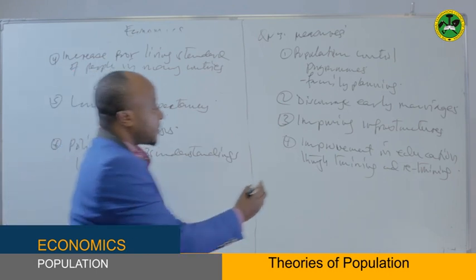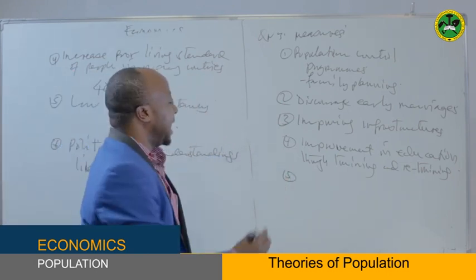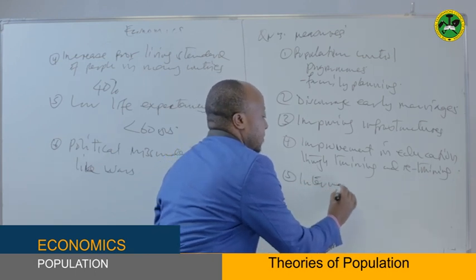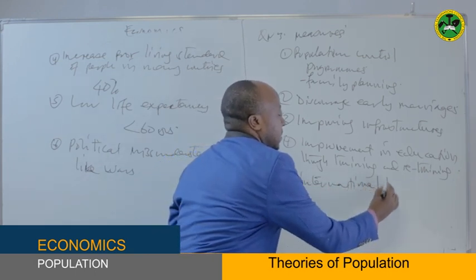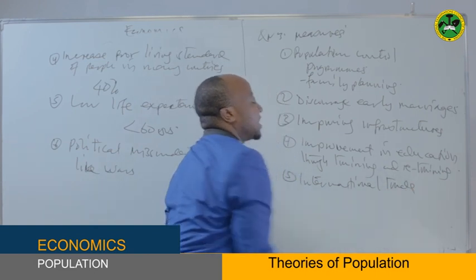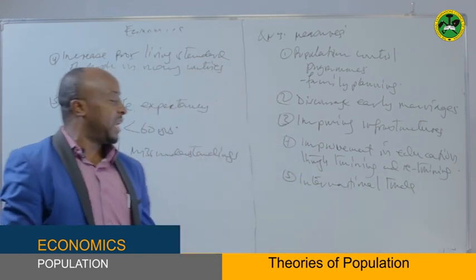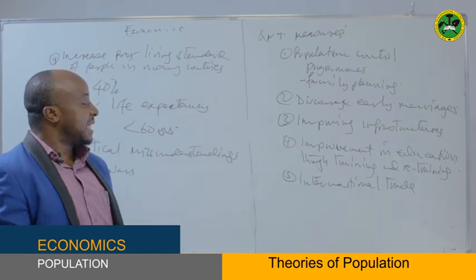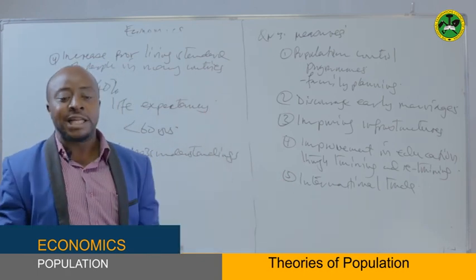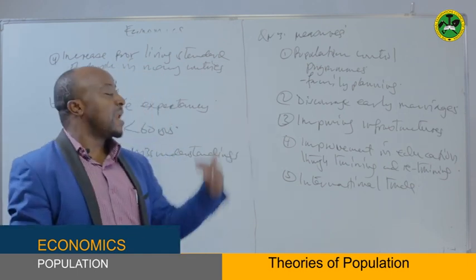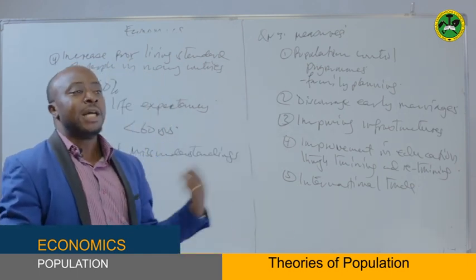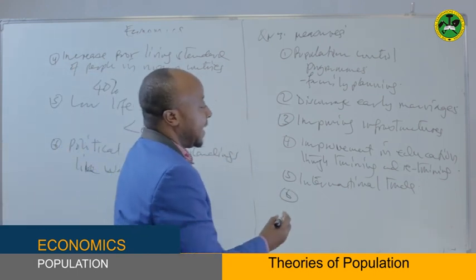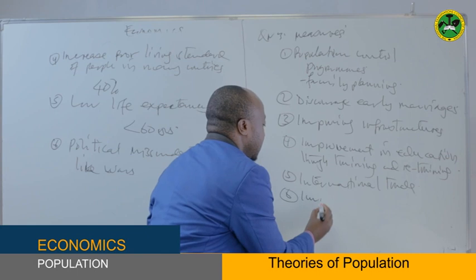The other thing we can do is engage in international trade. It means we can improve international trade between our country and other countries, so that when there is a shortage of food or of requirements, we can import them from other countries which we are trading with.